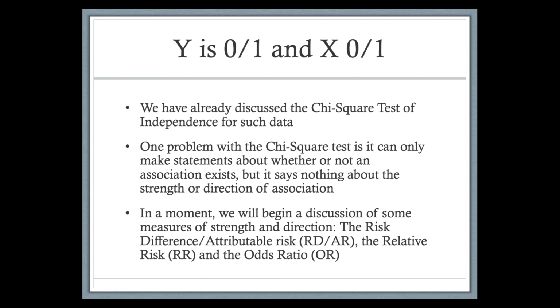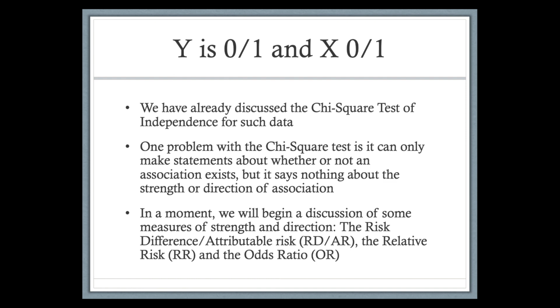So we've already discussed the chi-square test of independence for data like this. And when we discussed that, we encountered one problem with that test, and it's that the chi-square test only tells us if we think the two variables are associated or not associated. It doesn't tell us anything about the nature of that association if there's one there. So it doesn't tell us anything about the direction of association or the strength. First, the direction. Does being exposed increase your risk of disease or does it decrease your risk of disease? And if so, by how much? Okay, so we'd like something that can help us quantify the direction and the strength of the association.